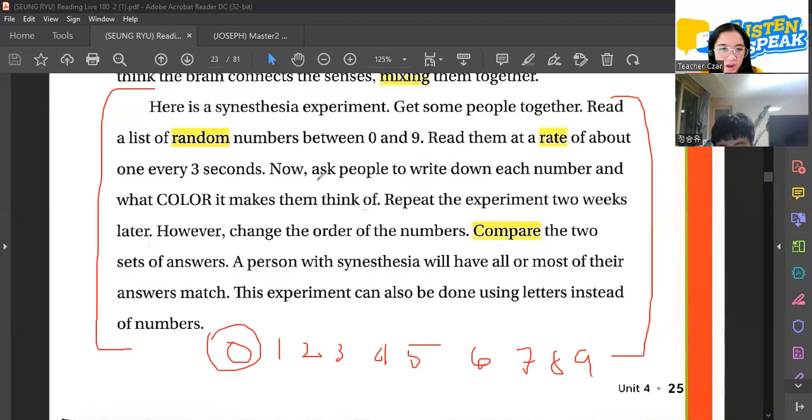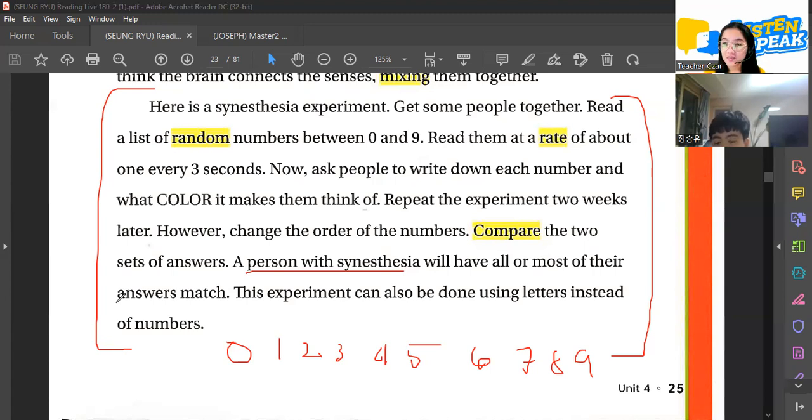Now, ask people to write down each number and what color it makes them think of. Then you need to repeat the experiment 2 weeks later. However, change the order of the numbers and then compare the two sets of answers. On this experiment, a person with synesthesia will have most of their answers match, because those persons with synesthesia have a special condition where they have a mix of senses. So we are all done with this one.